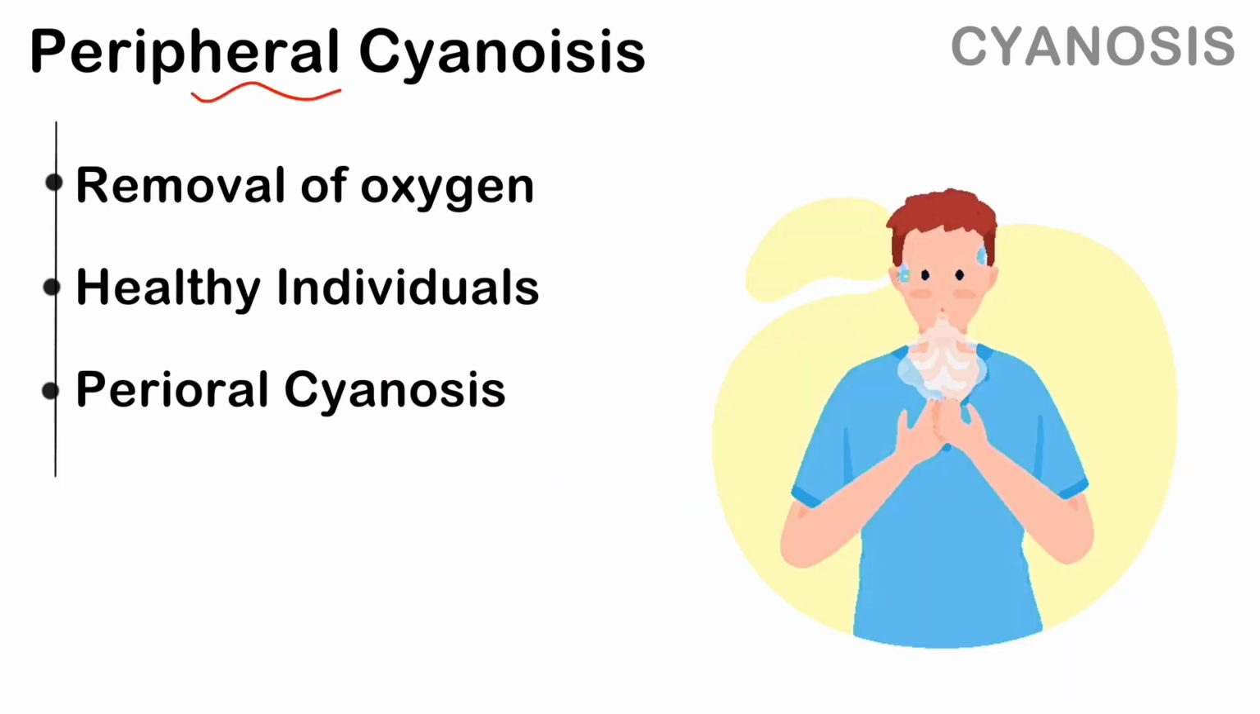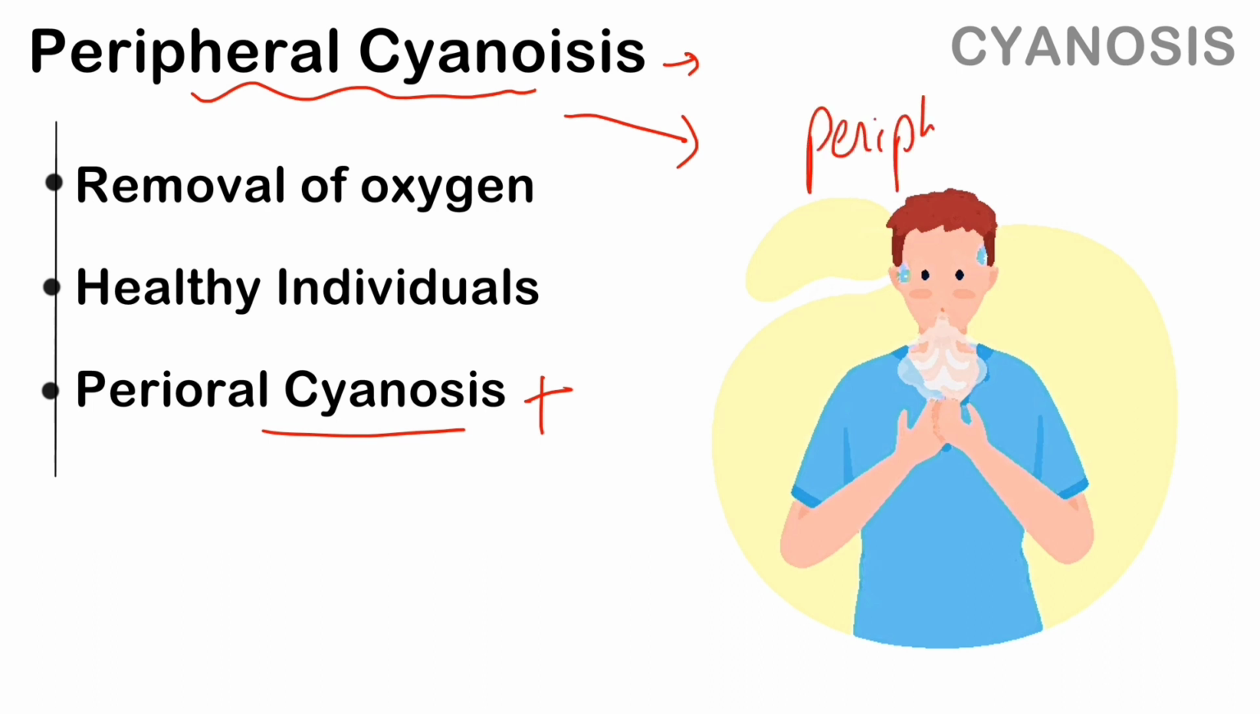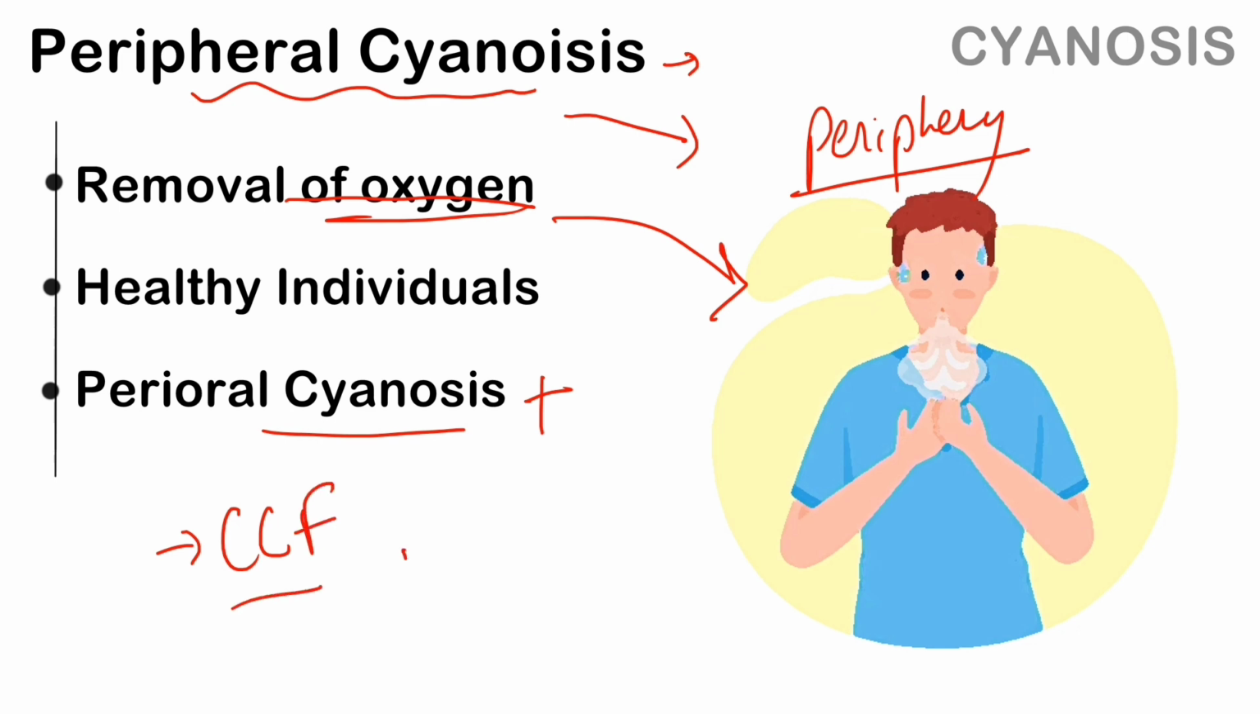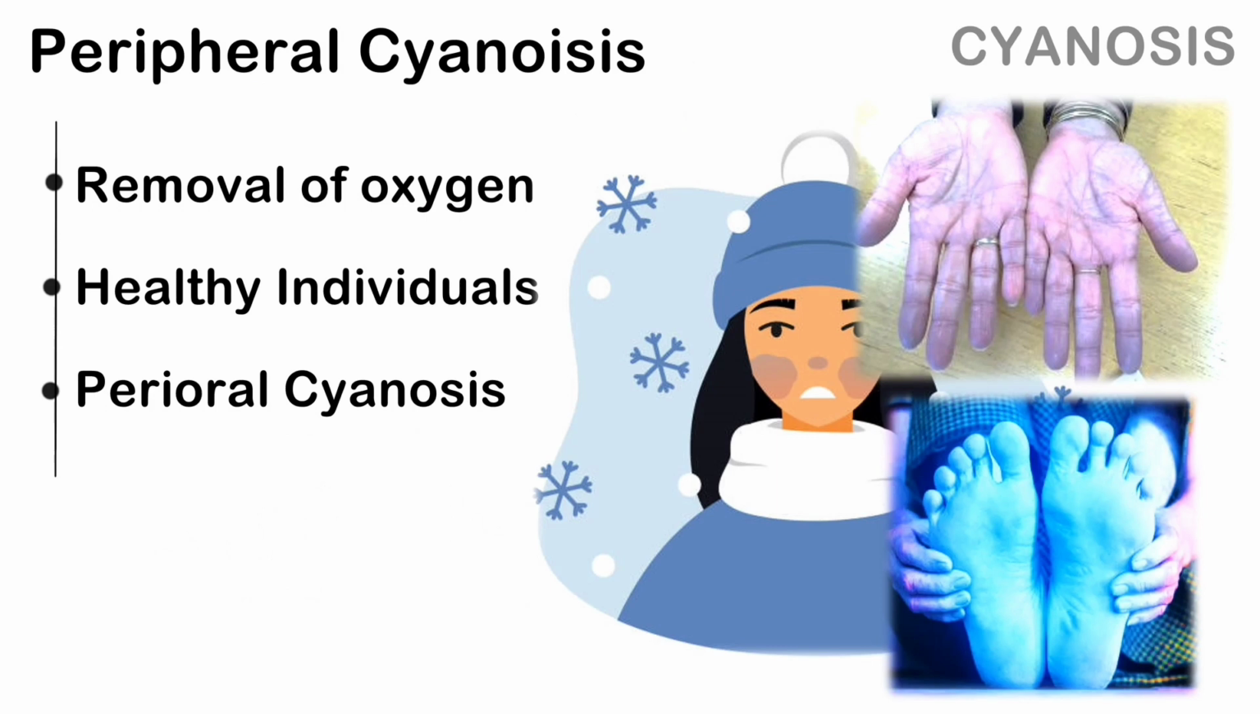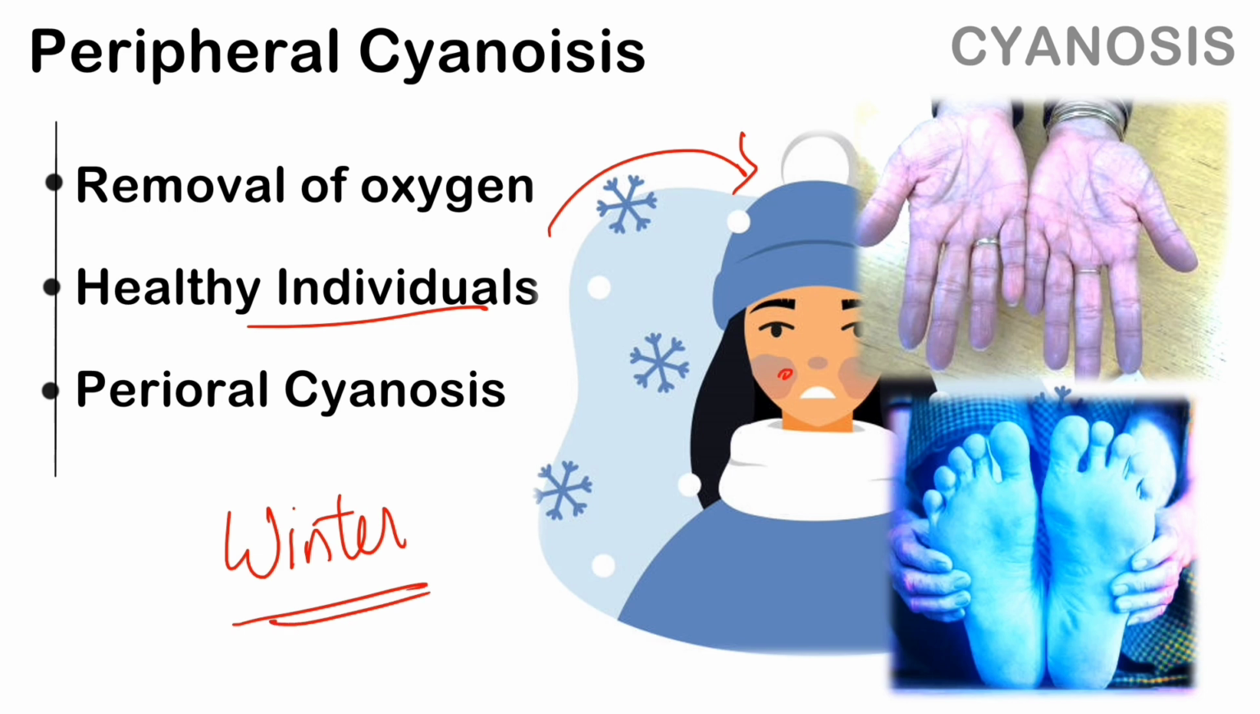Next, we are going to talk about peripheral cyanosis, which will include perioral cyanosis as well. Peripheral cyanosis, as the word indicates, involves the periphery. It will include your hands, fingers and the extremities of the body. It occurs because of the removal of oxygen from the blood when the circulation is slow, due to any reason, it can be congestive cardiac failure or shock causing vasoconstriction. Peripheral cyanosis can also occur in healthy individuals where the extremities are very cold. It is visible in the lip, nail, tip of the nose and lobule of the ear.